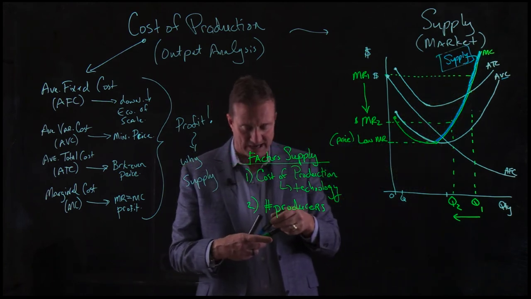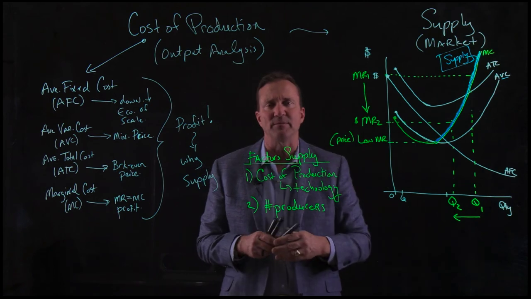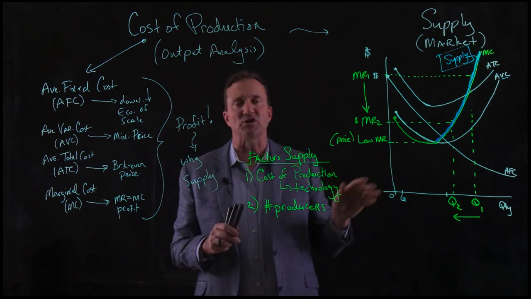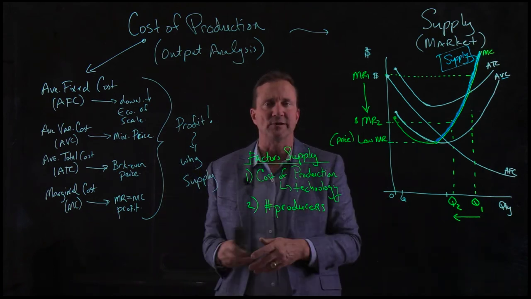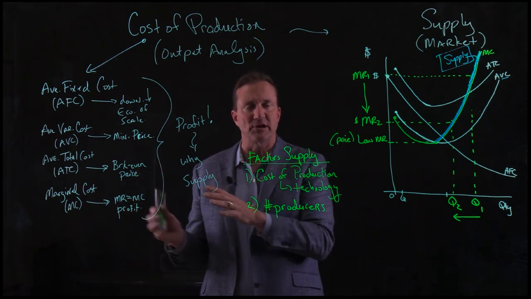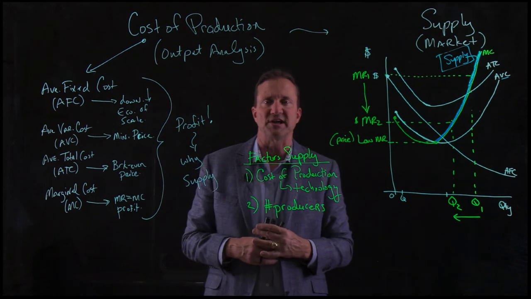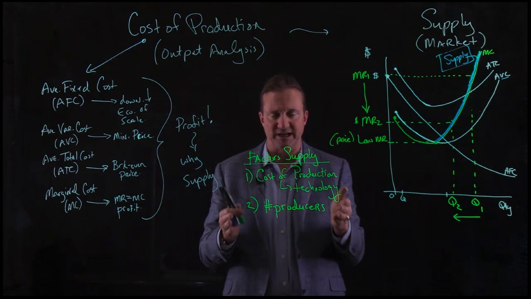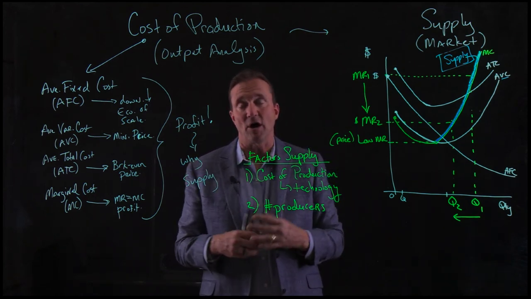and that was supply. All right, remember, that's just half of the market. The rest is demand, but that's a whole other set of factors and influence. Understanding supply is about output analysis, cost of production. Hopefully this visual representation gives you an easier picture to understand why the factors of supply are what they are.